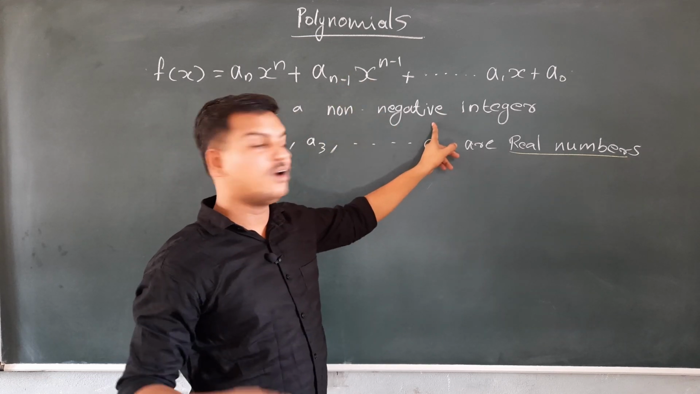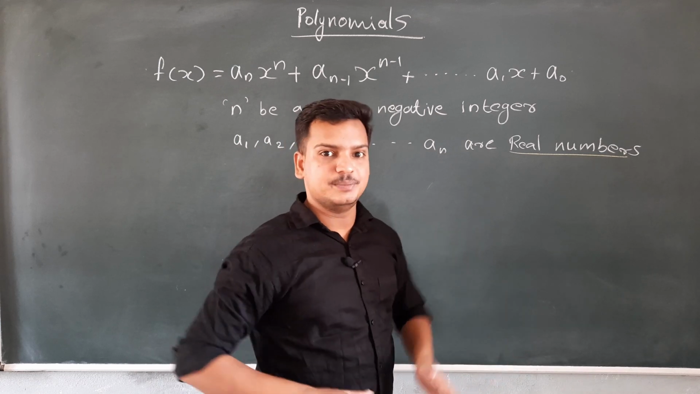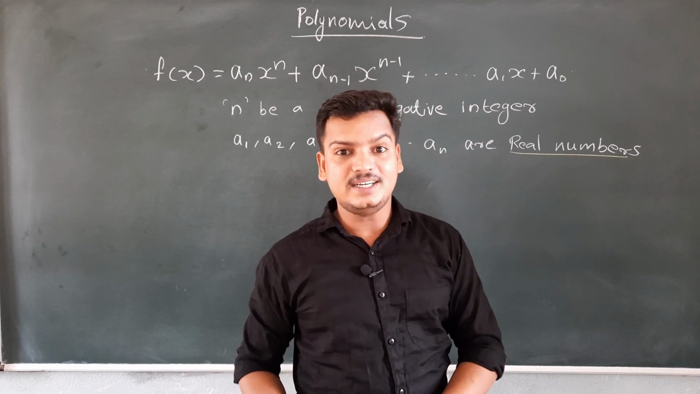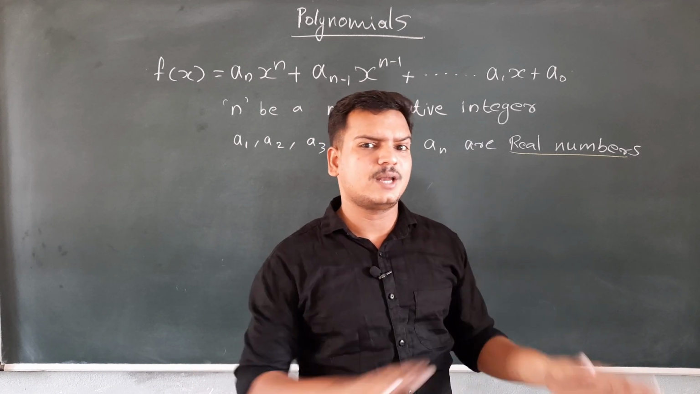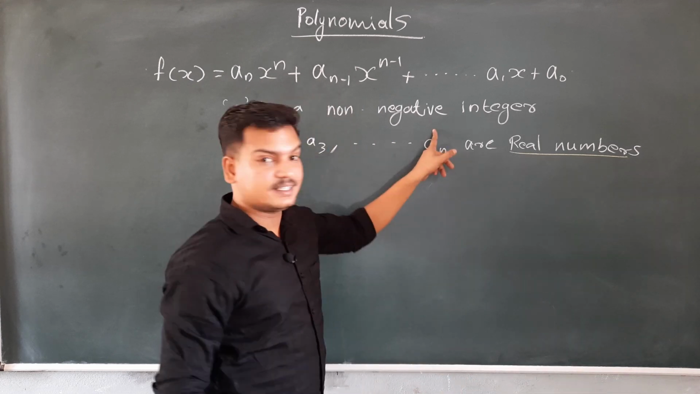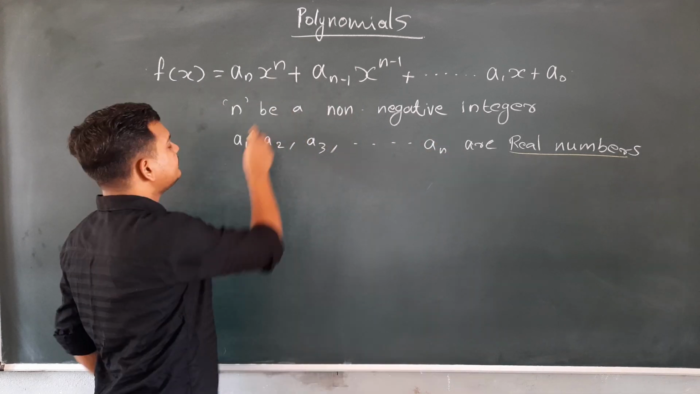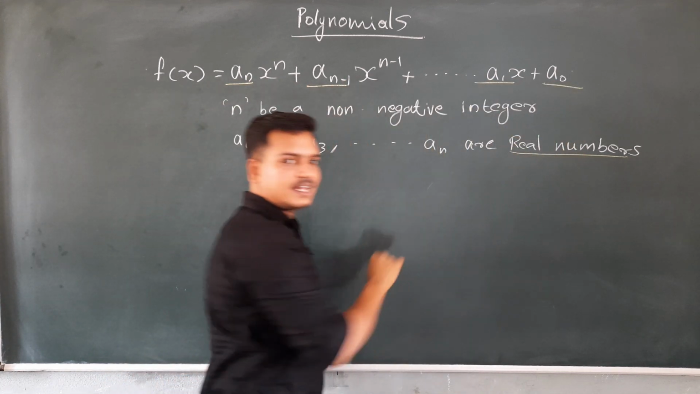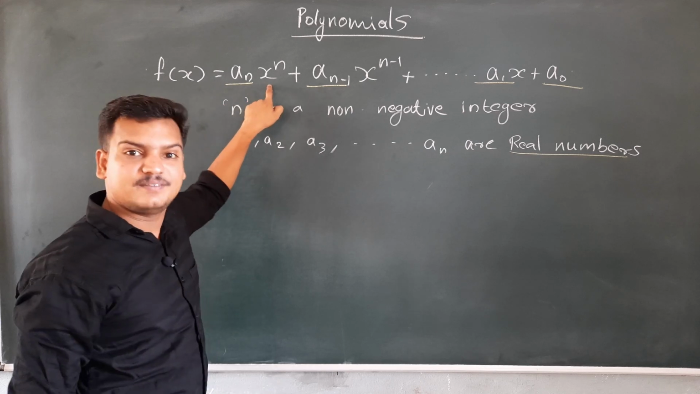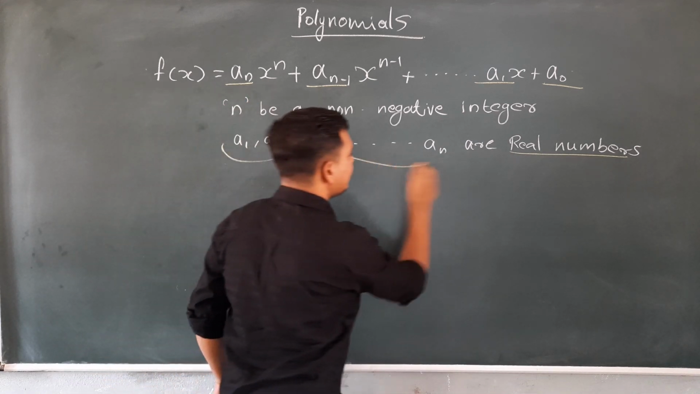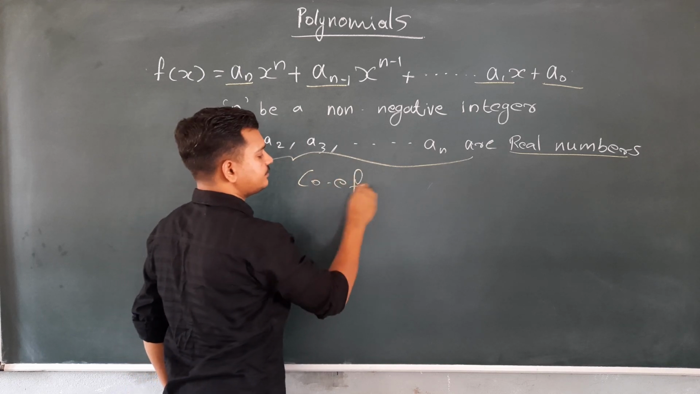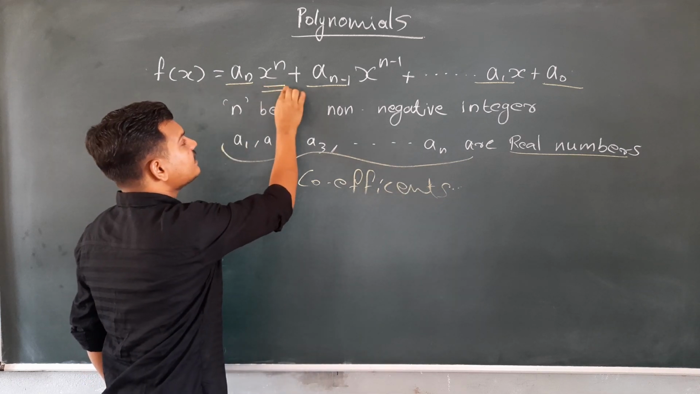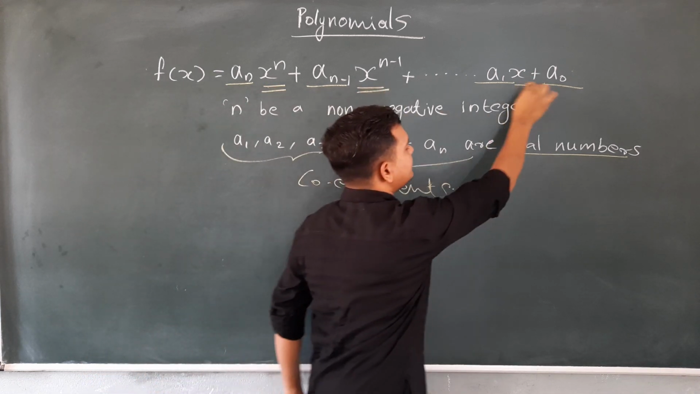This n will always be a non-negative integer, which means in integers, you know, there are negative integers, positive integers and 0. But from that, negative integers you cannot take. You can take only the positive integers and 0. These values a_(n-1), a_1, a_0, like that, the values which are taking place with the variable, those values you can call coefficients. In this case, the variable is x.